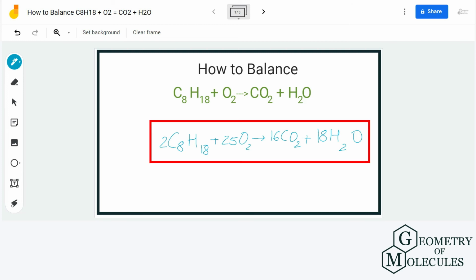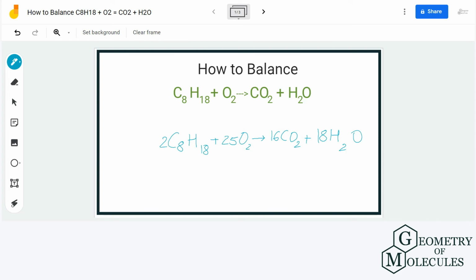So this is the balanced equation for octane combustion, in which we are balancing the equation by using whole numbers and trying to balance out the number of atoms on both the sides. I hope this video helps you to understand how to balance chemical equations.